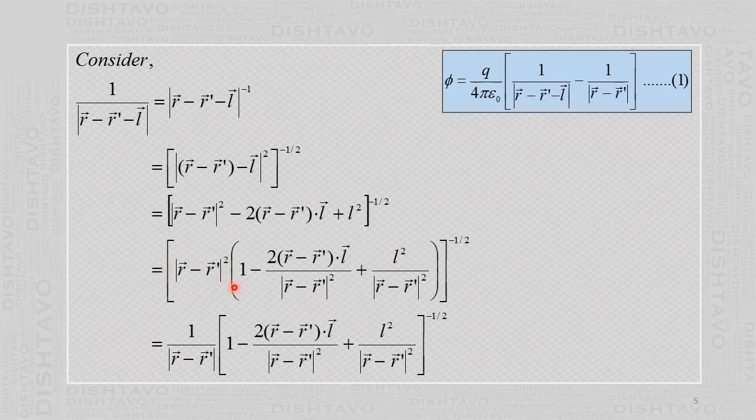So when you take it out, 2 multiplied by minus half is minus 1. So it comes out as the modulus of r minus r dash raised to minus 1. Then we take it in the denominator, so it becomes 1 divided by modulus of r minus r dash. And then this is what will remain inside.